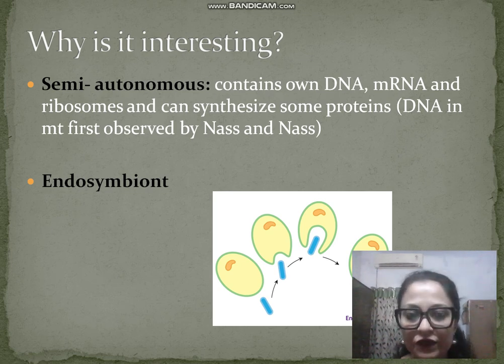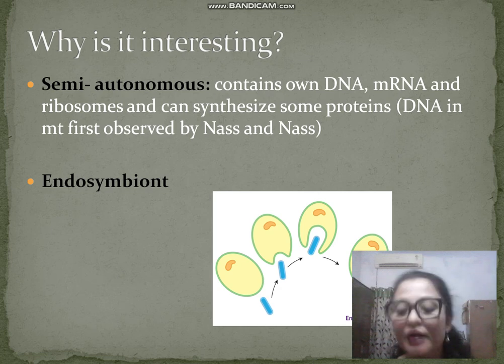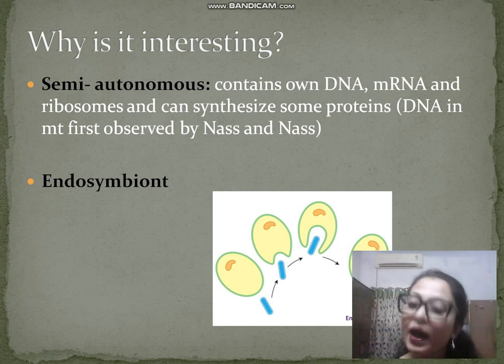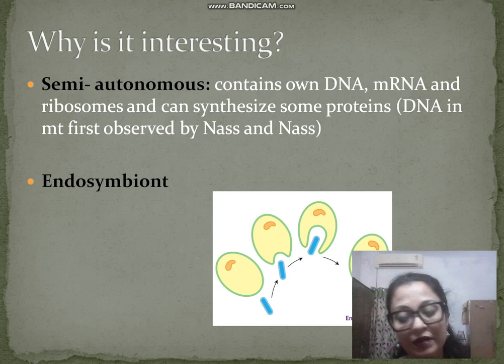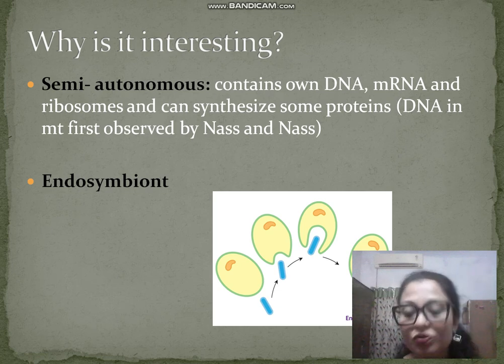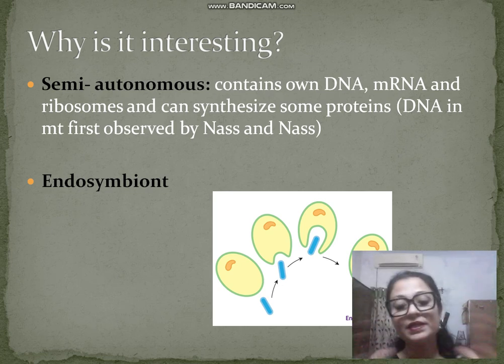And this DNA was first observed by Nass and Nass. Now, isn't it interesting that no other cell organelle has a DNA? Of course, we are not talking about the chloroplast, that is another story. But in general, most cell organelles do not have this DNA. They do not have the capability to synthesize their own proteins. Now, mitochondria do not synthesize all their proteins, true, but at least it can to some extent, right? So that makes it very interesting. And why is it so? Why is it structured like that?